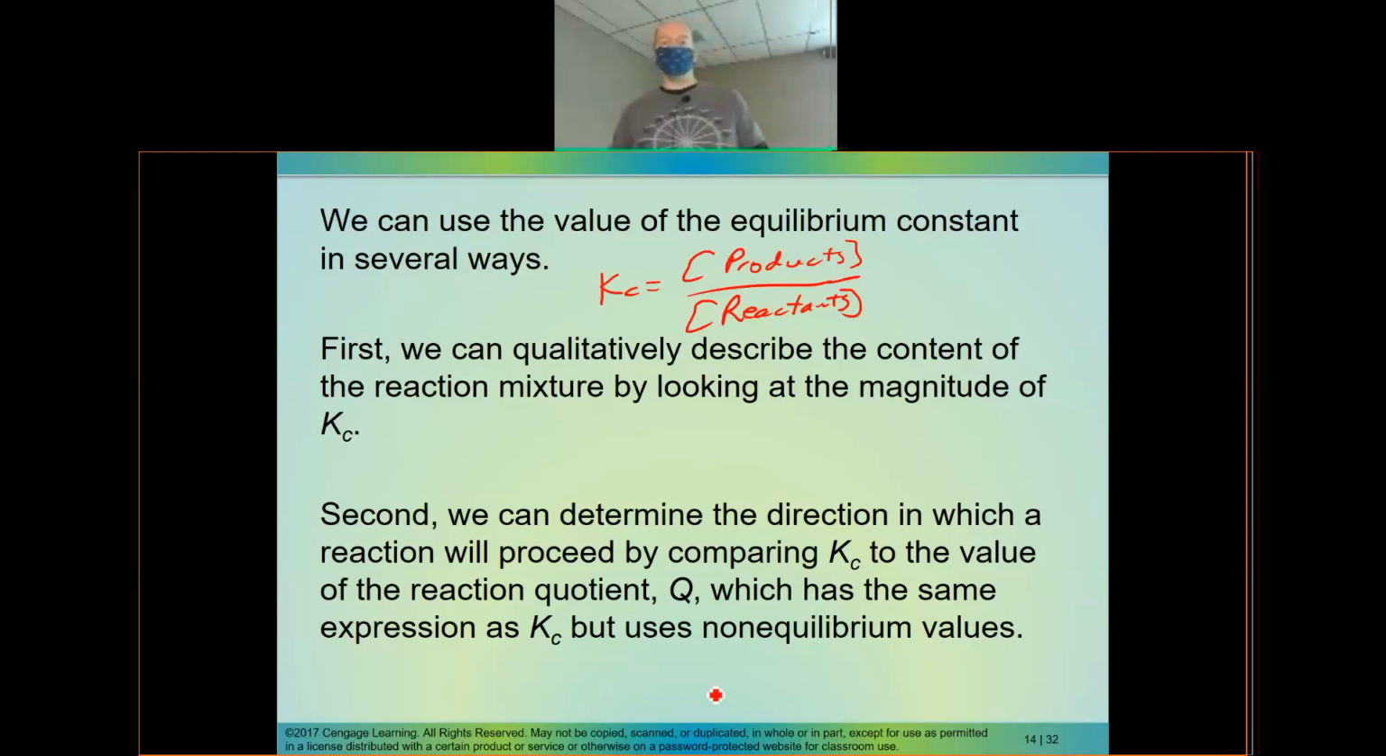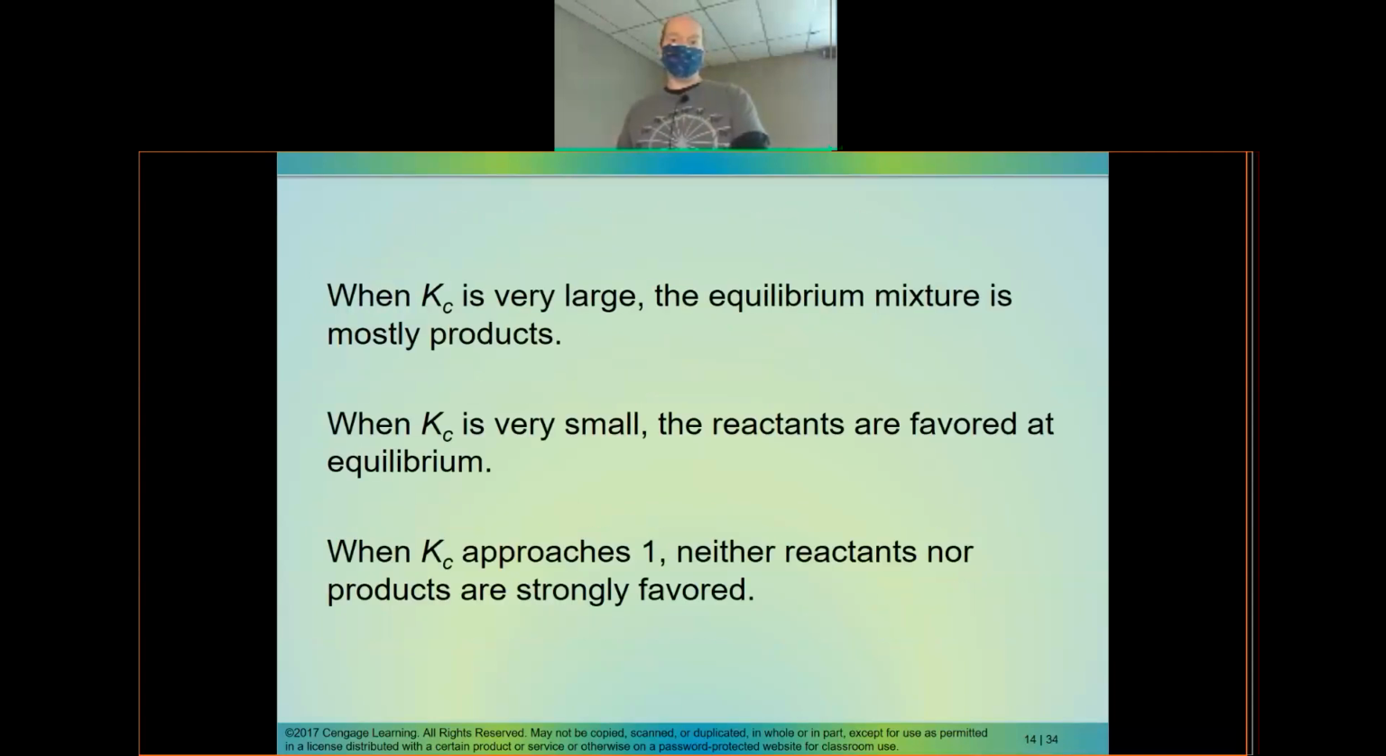Note that your expression is exactly the same, but Kc is at equilibrium, and the Q, and you can put QC if you want, the Q is not at equilibrium. So it's the same expression, but the numbers you're putting in are initial or any situation that is not equilibrium. When you're putting in your equilibrium concentrations, then you have Kc. The expression is exactly the same.